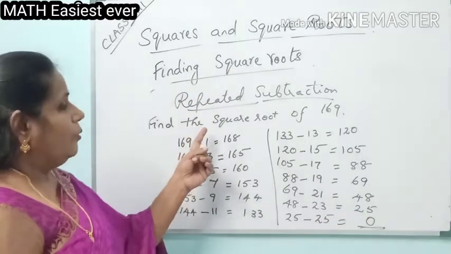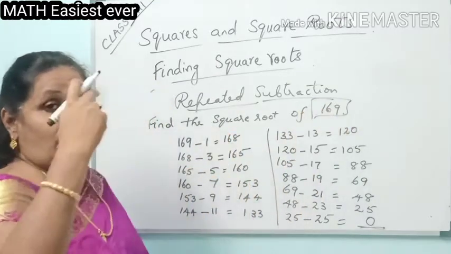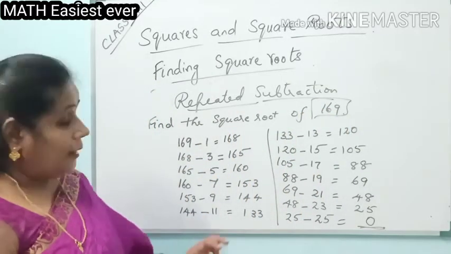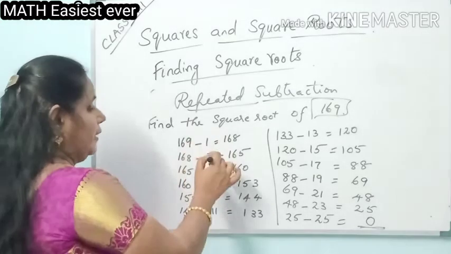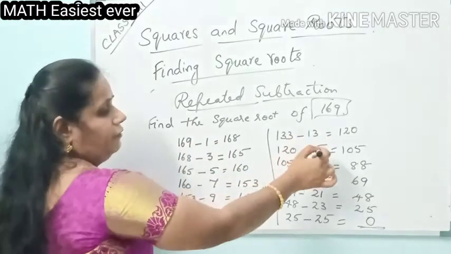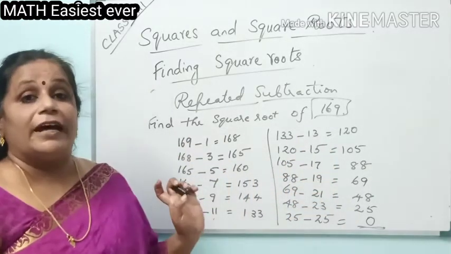Okay, I'll be going on doing this with the number 169 and odd numbers. So, first odd number 1, 3, 5, 7, 9, 11, 13, 15, 17, 19, 21, 23, 25 and I have arrived at the answer 0.